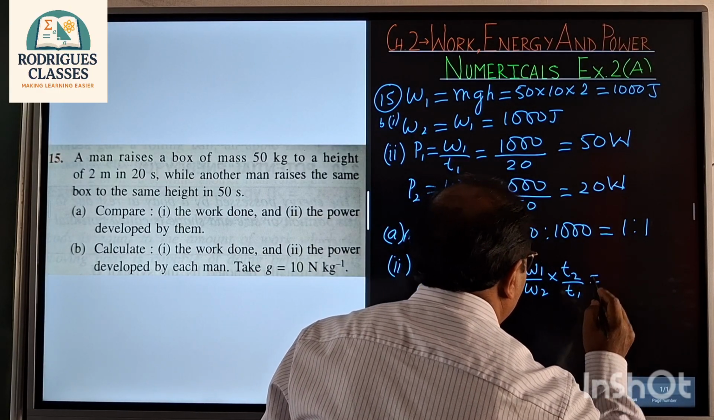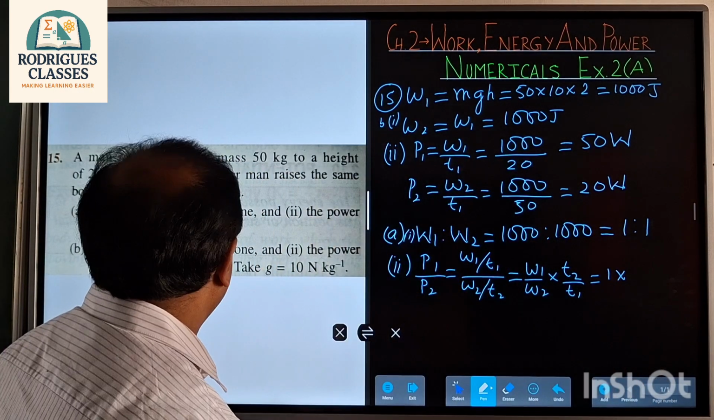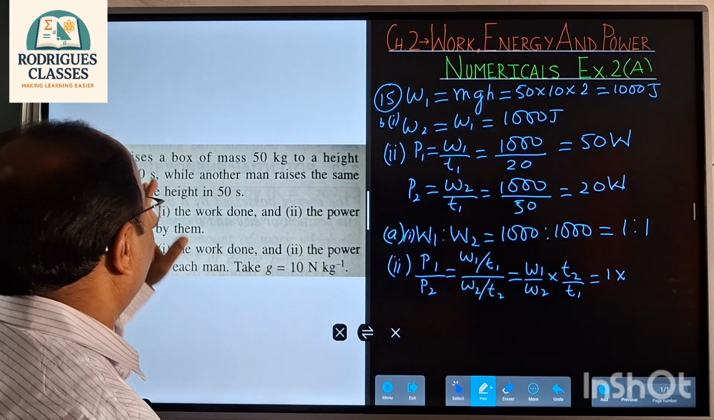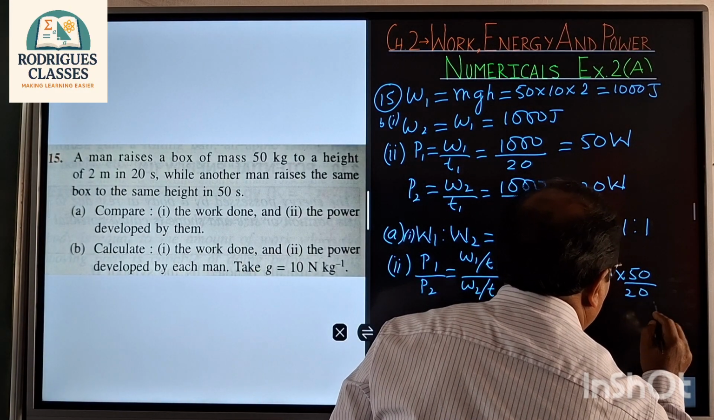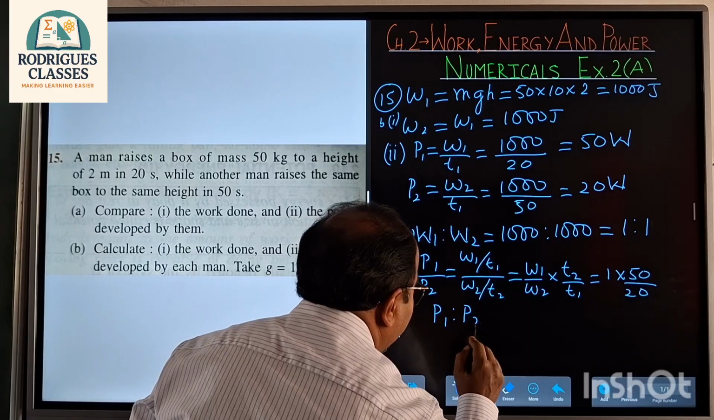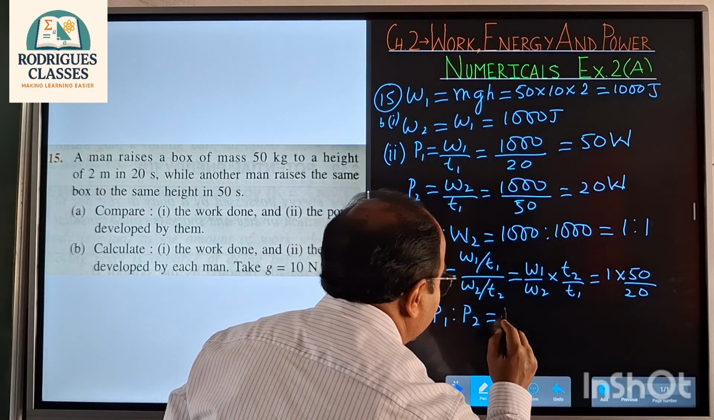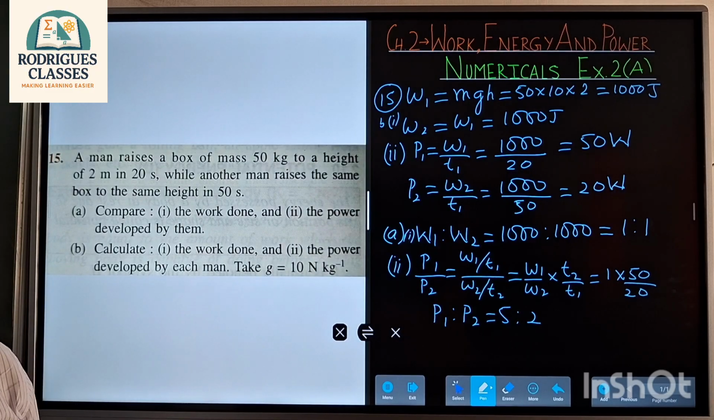T1. So W1 by W2, 1 by 1 will be written as 1, and time taken by the second one is 50 and the first one is 20. So 50 for the second one, 20 for this one. You can reduce it, which is a simple reduction, and you get it as 5:2. So we have compared them.